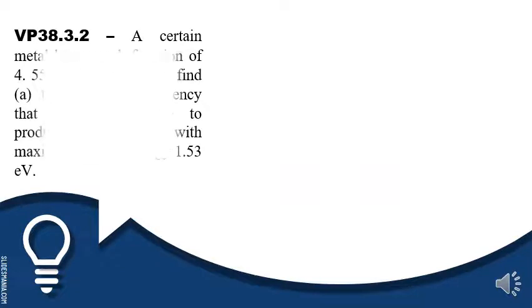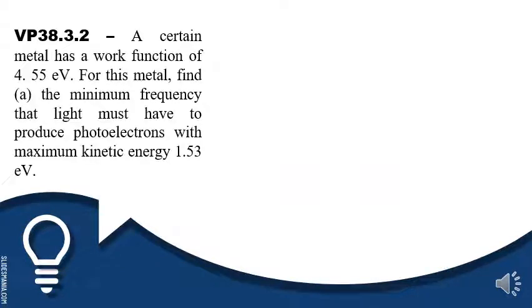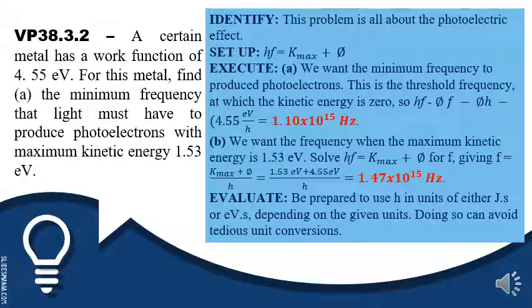The second problem is VP38.3.2. A certain metal has a work function of 4.55 eV. For this metal, find the minimum frequency that light must have to produce photoelectrons with the maximum kinetic energy 1.53 eV. So in the IC method, identify.